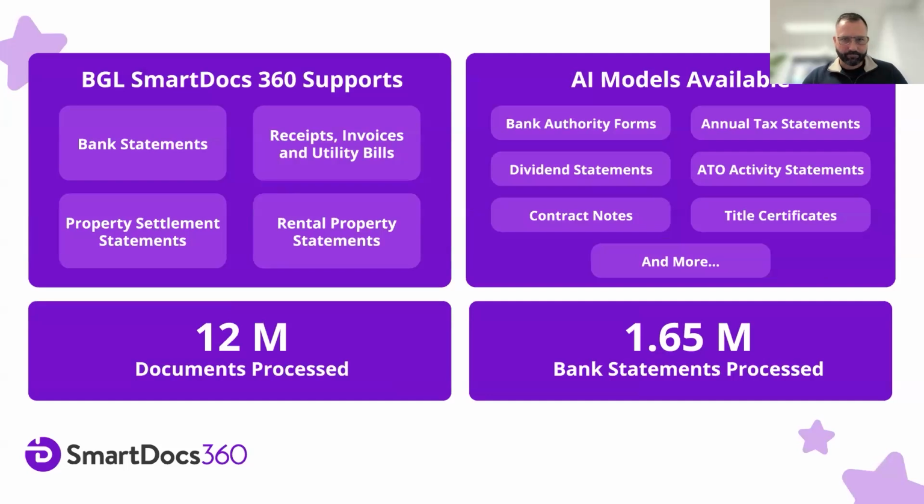Yep. So just some stats there on the slide, and we'll go through them. We support bank statements, property settlement statements, and receipts and invoices are sort of a given. There's rental property statements. We've also added dividend statements recently, some ATO documents, contract notes, and international statements. And down the bottom right you can see how many bank statements we've actually processed, which shows that within BGL's technology, it is a proven solution.